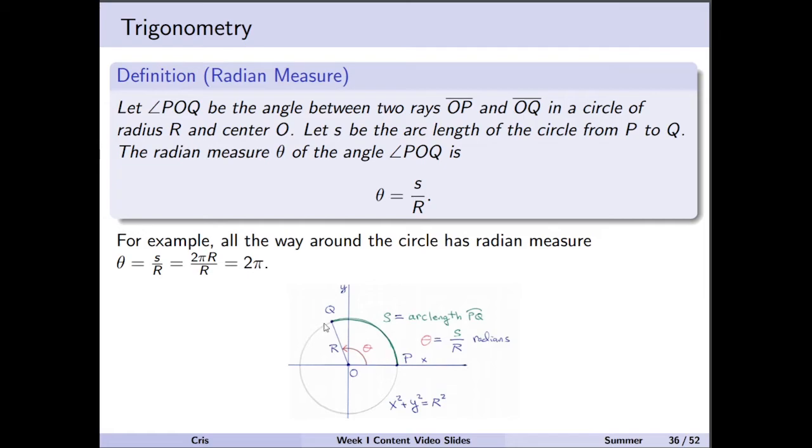So for example, if you walk all the way around the circle, you know the circumference of a circle is 2 pi r. You divide by the radius, you get 2 pi. So the radian measure of going all the way around the circle is 2 pi. If you just want to go a right angle, that's just pi over 2. Notice we call radians a unit, but S would be measured in, say, meters, and r would be measured in, say, meters. And so the unit cancels here. So a radian is really a dimensionless unit. A radian is just a number.